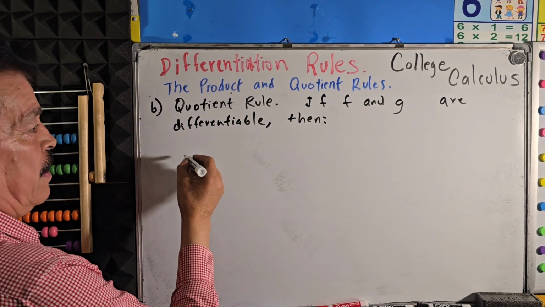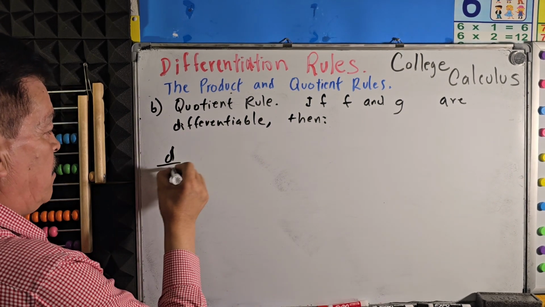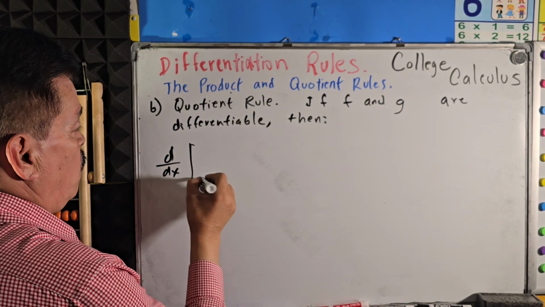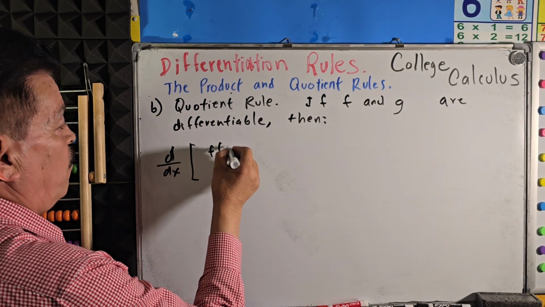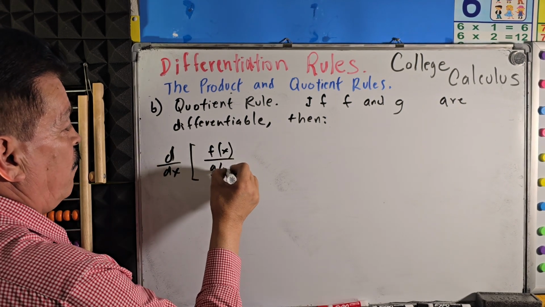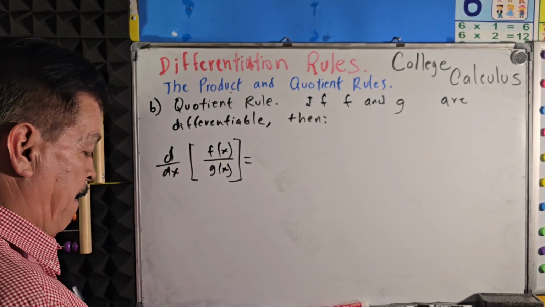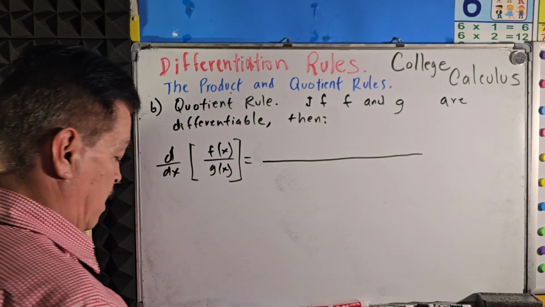Again, I will write the formula right here. So d divided by dx. Now it's not product, now it's division, right? We have to apply division. So we will have f of x divided by g of x, all right? So this is a division now. So here we will have a very long fraction.